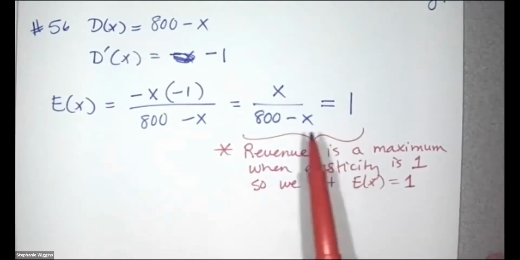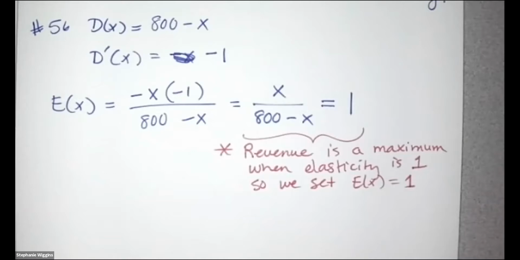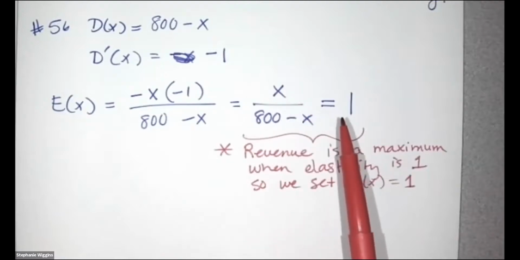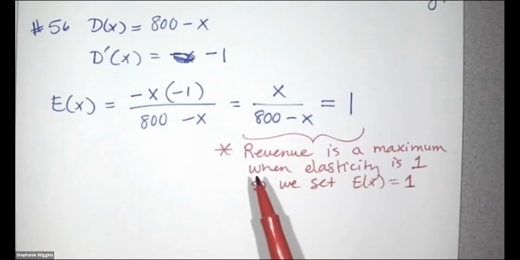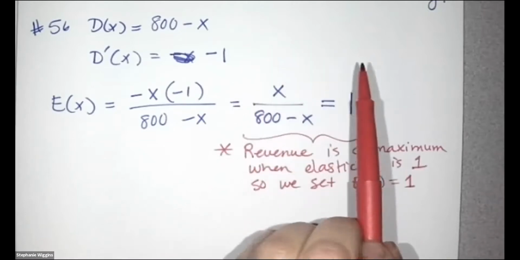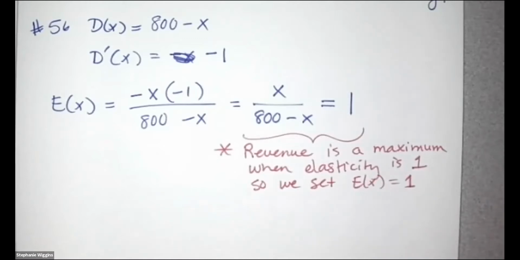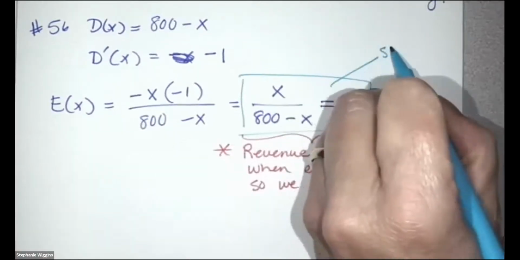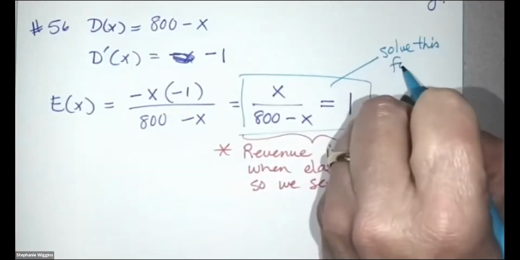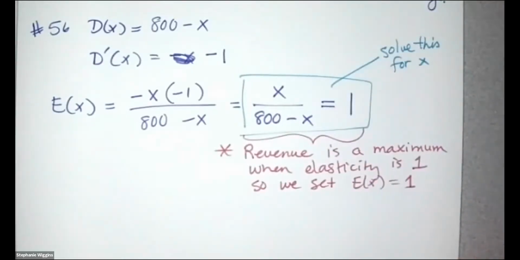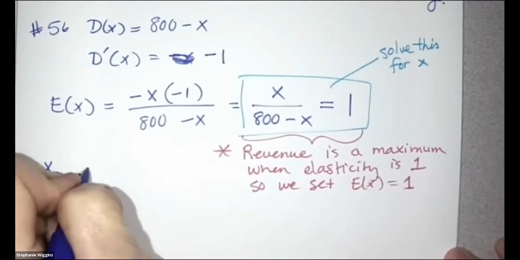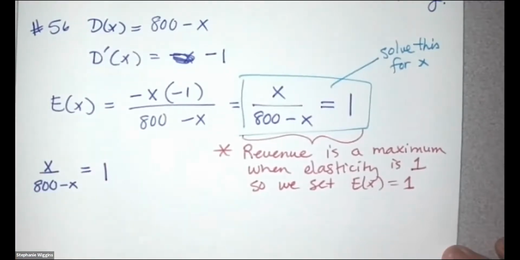All right? So you say, I can just hear you saying it. Where'd that 1 come from? Okay. First I calculated the elasticity right here, and then I set it equal to 1 because I want to know when the revenue is a maximum. So all I have to do is solve this. Let me write that too. Alrighty, so x over 800 minus x equals 1. Now, how do I solve that?